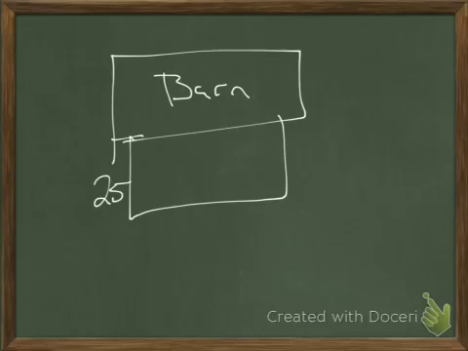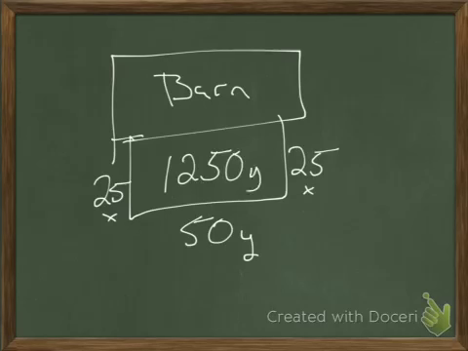We get 25, 50, and 25. These are x's, this is our y, and the area is 1250 yards squared. These are all yards. Alright, and that's how you optimize fence building for a barn, I guess.